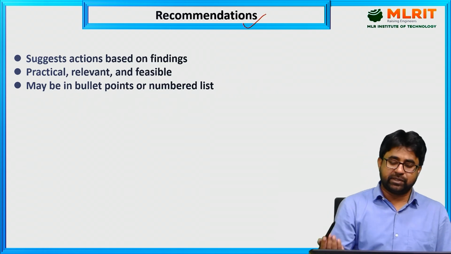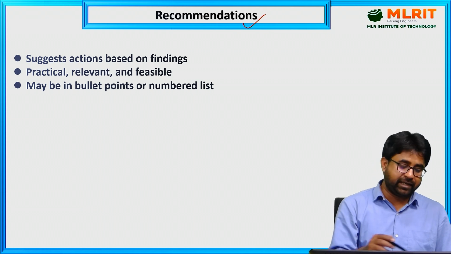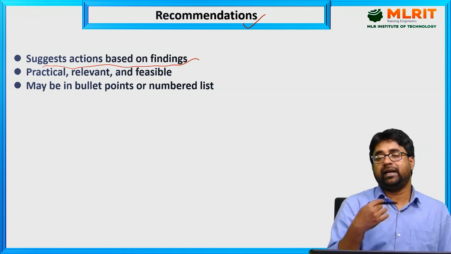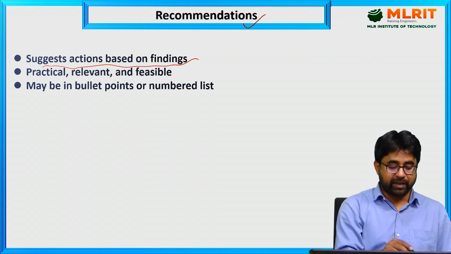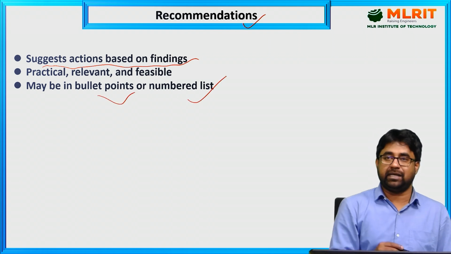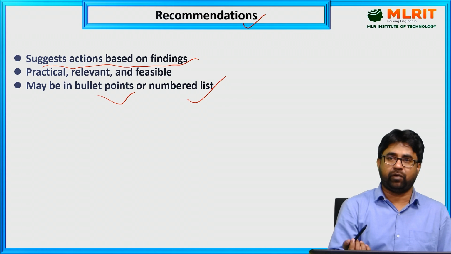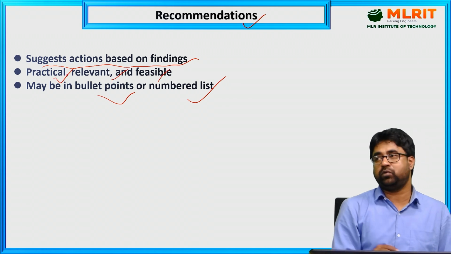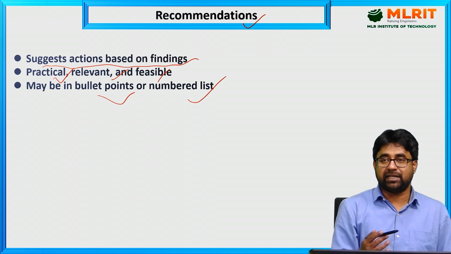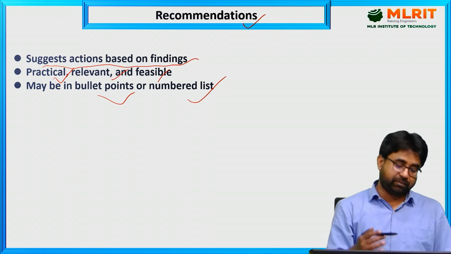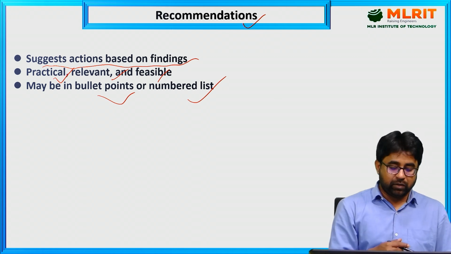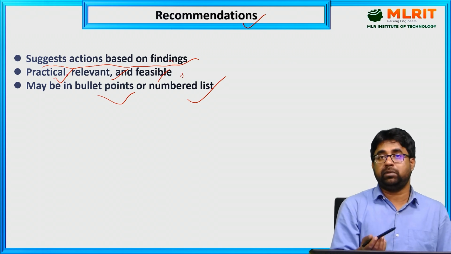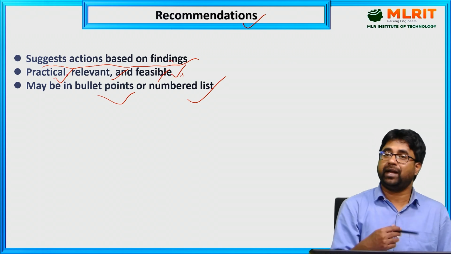Now, on the basis of analyzing the data and interpreting the data, you can suggest actions based on findings. You can recommend certain actions or suggestions, maybe in bullet points or a numbered list. It's up to you. You can even write in paragraph format, right? But they should be practical, relevant, and feasible. We should not include a suggestion that is actually not feasible. That may sound very good, okay, but they should also be feasible. We need to check that. So be careful while writing the recommendation.